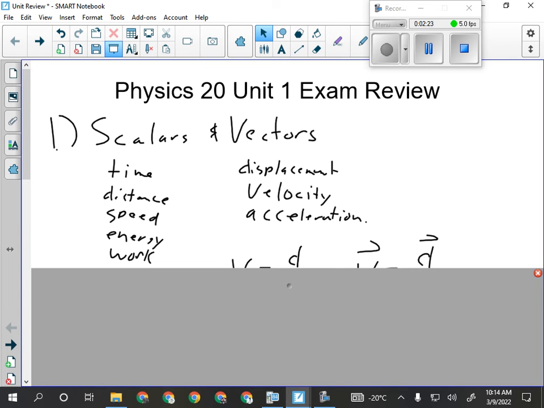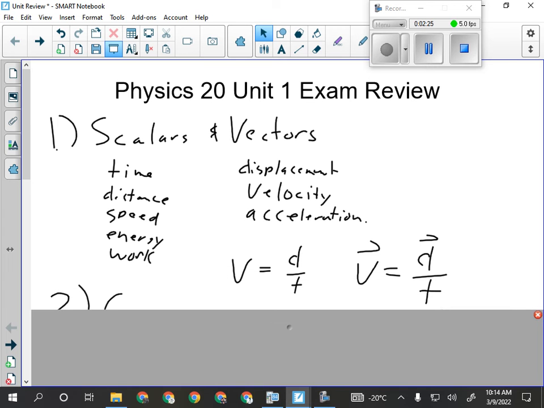Okay. In talking about scalars and vectors, we also reviewed the use of v equals d over t, and v with an arrow equals d with an arrow over t. Remembering that if it doesn't have an arrow over top of it, it's scalar. So speed is distance over time, velocity is displacement over time, which can also be written like this: final position minus initial position over time. That could be important because sometimes you have to do that using a graph. And there's going to be some graphing on this exam as well.